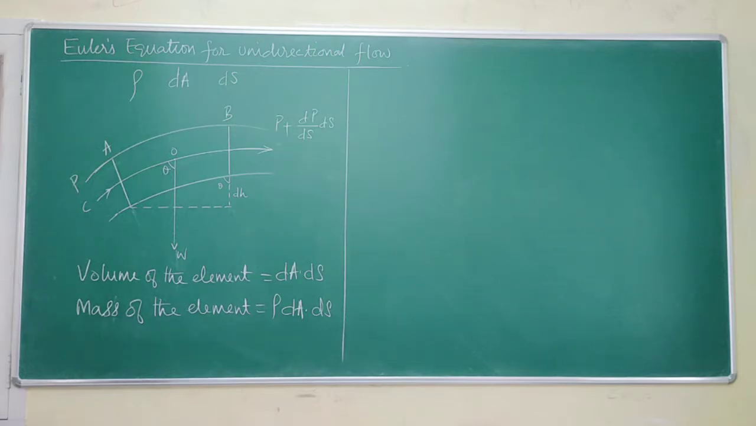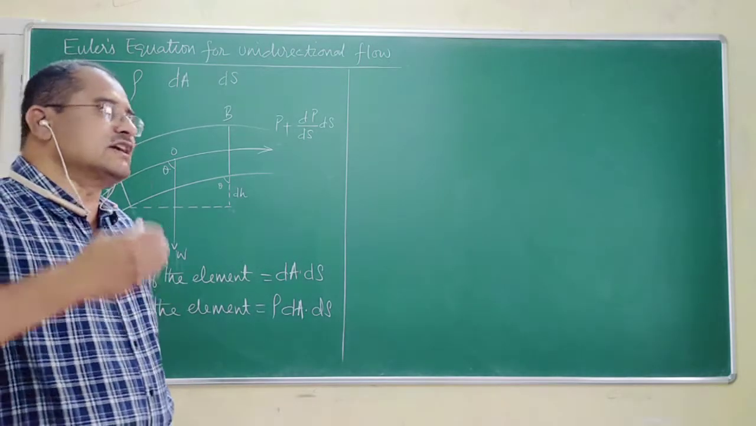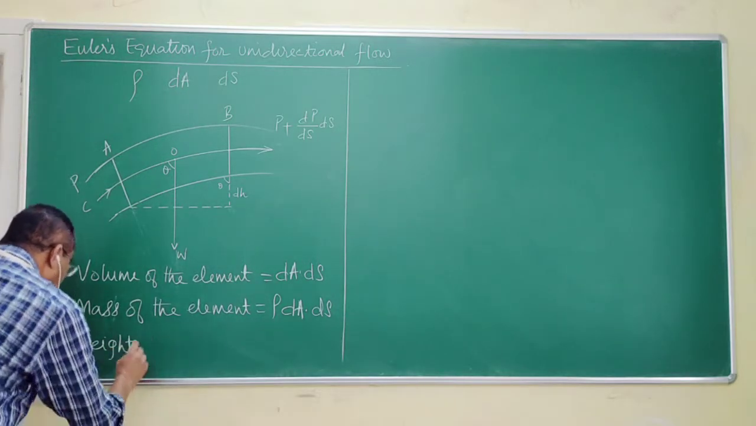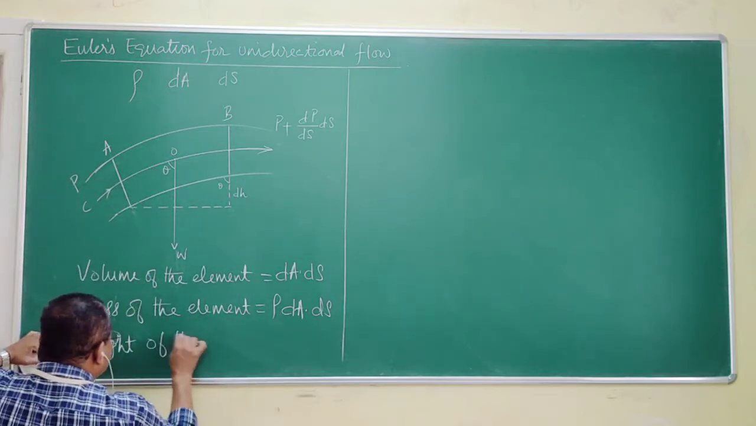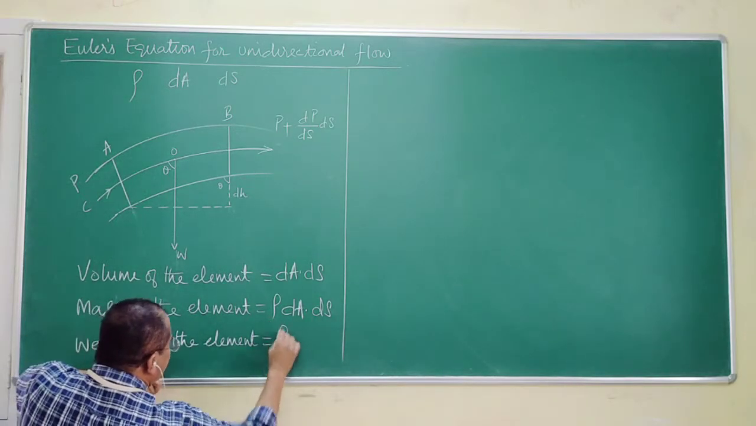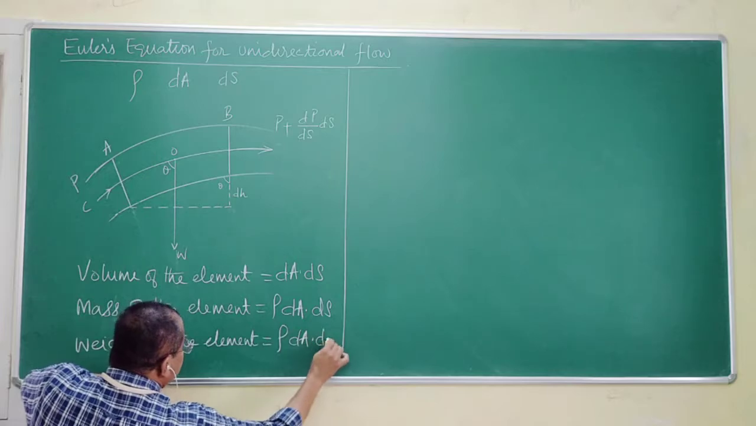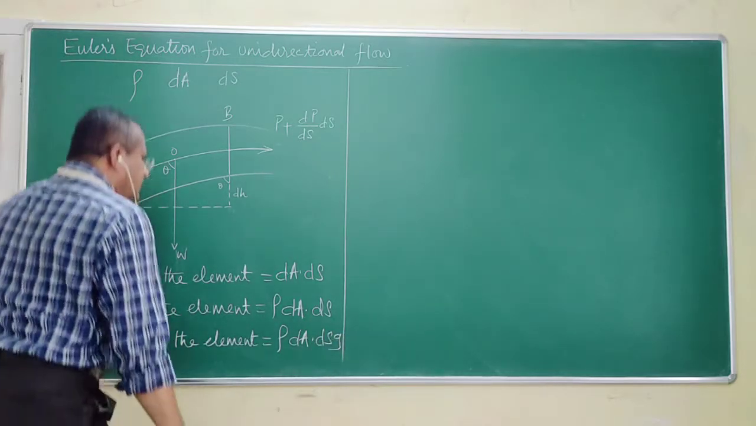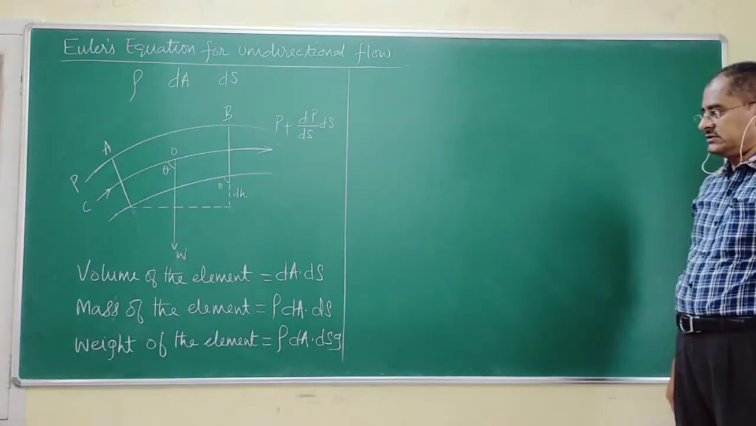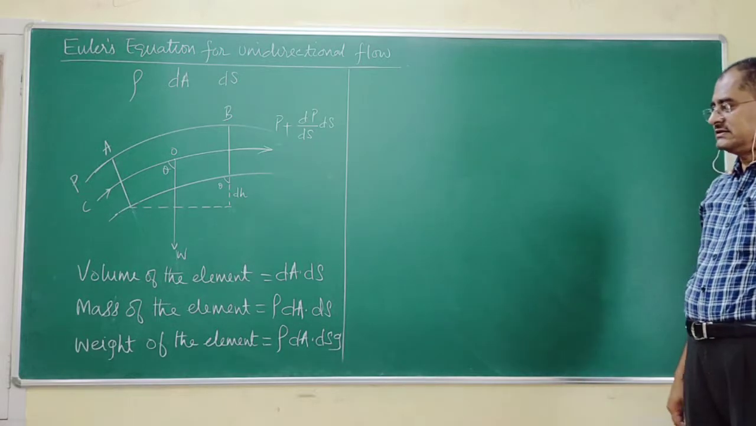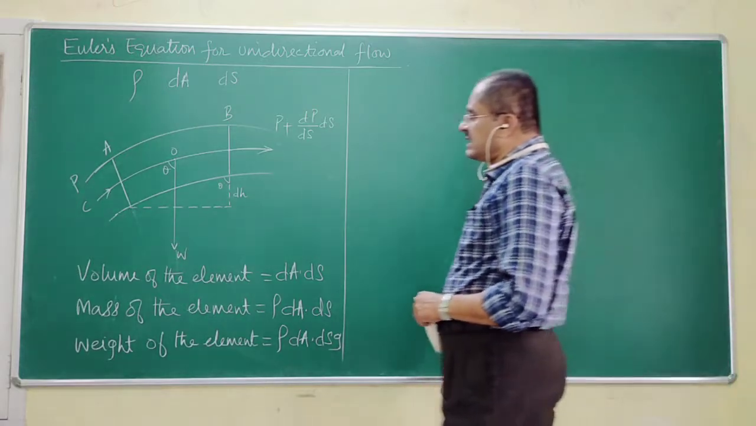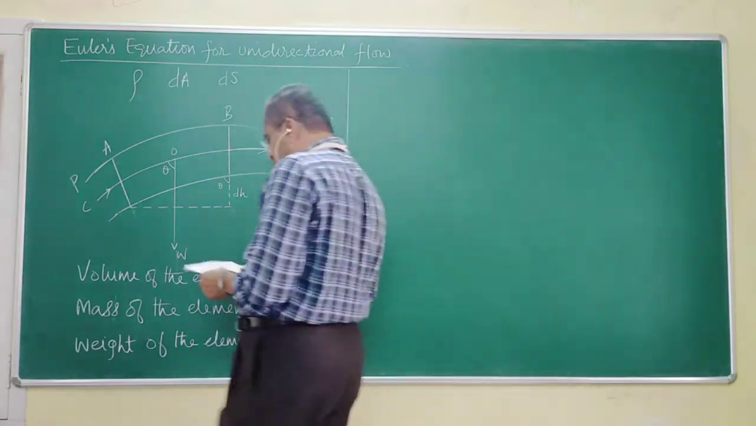Once we have written the mass of the element, we can easily write the weight of the element. Weight of the element is mass multiplied by g, so rho dA ds into g will give you the weight of the element. So we have written volume of the element, mass of the element, weight of the element. Now let us consider this streamline motion.